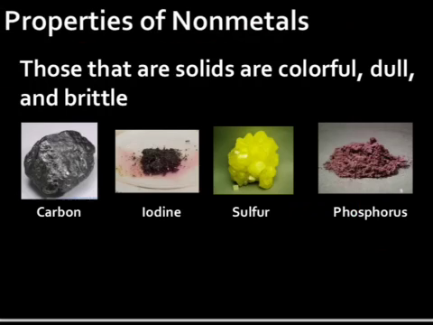Another property of nonmetals is that the solid nonmetals tend to be colorful. They tend to be dull, that is, they're not shiny like metals are. And they tend to be brittle. You can't pound them into sheets and stretch them into wires. They're not ductile or malleable. If you tried to pound them or stretch them, they would just crumble into pieces. So here are some examples. We have carbon, iodine, sulfur, and phosphorus. And you can see that they're colorful and that they are brittle. Some of them look like they're just powder.